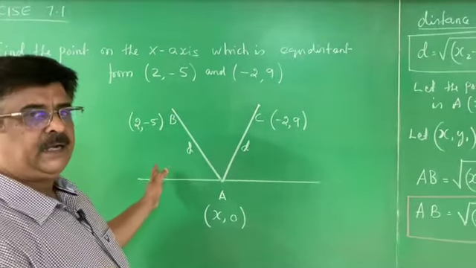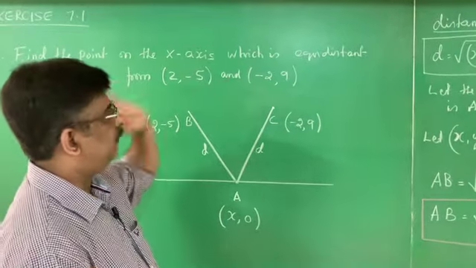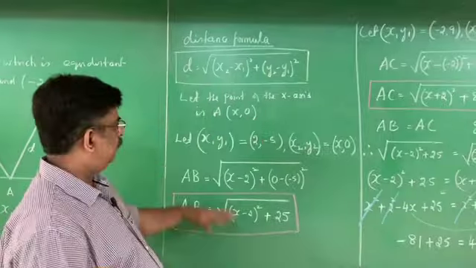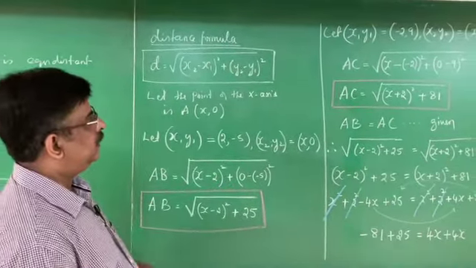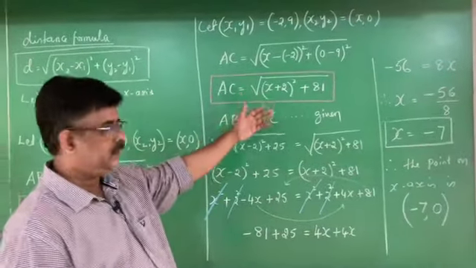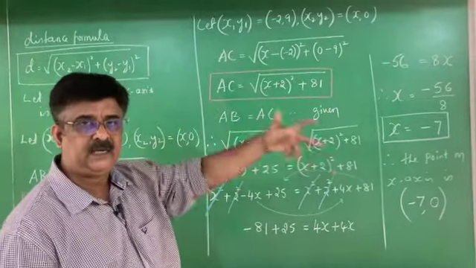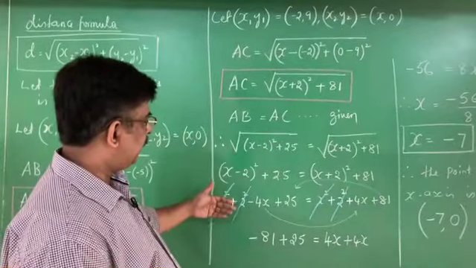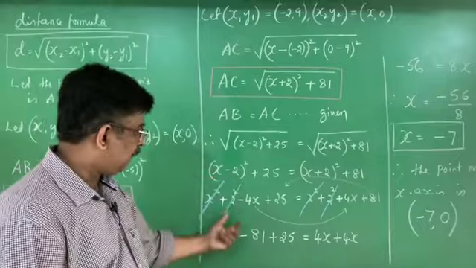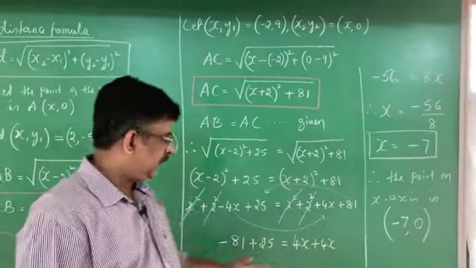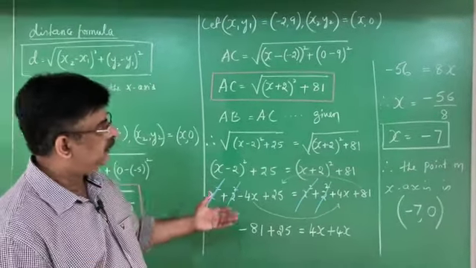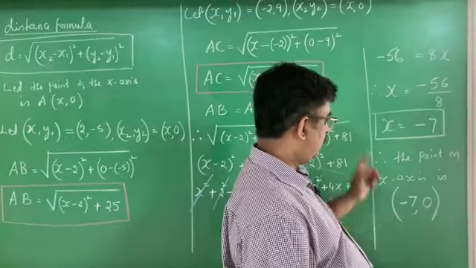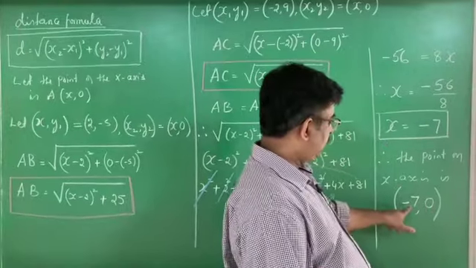I simply write a schematic diagram to identify this. This distance is equal to this distance, as given. Which formula am I using? The distance formula. I take the point on the x-axis as A, that is x comma 0. First I find the length of AB, and I get an equation. Then I find the distance AC, and I get another equation. According to the problem, both the distances are equal, therefore AB is equal to AC. I equated them, both sides are roots so I eliminated them, and applied identities like (a minus b) whole square, a square plus b square minus 2ab here, and (a plus b) whole square, a square plus b square plus 2ab here. Then transferring the like and unlike terms, I got minus 56 is equal to 8x, x is equal to minus 56 by 8, x is equal to minus 7. Therefore, I understood that the point on the x-axis which is equidistant from the two given points is minus 7 comma 0.